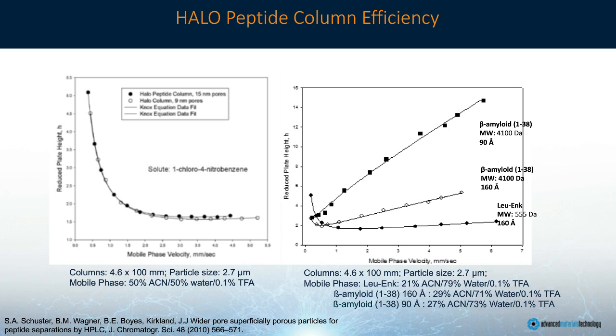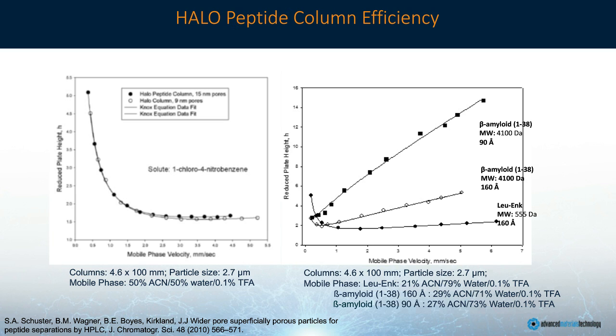This is a demonstration of the efficiency that you would see for a small molecule on two different pore sizes, a 15 nanometer pore versus a 9 nanometer pore, and the efficiency remains the same for the small molecule at higher mobile phase velocities. However, once you get into a larger molecule size range, say for example beta amyloid, which is about a 4,000 Dalton peptide, you begin to see a drop-off in column efficiency on the 90 angstrom material.